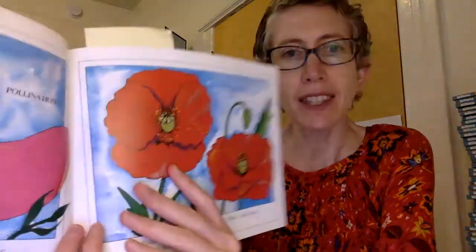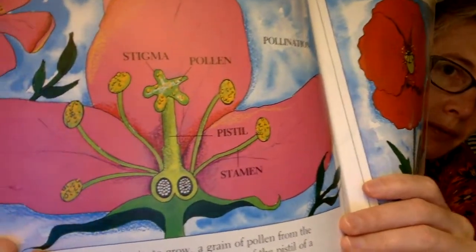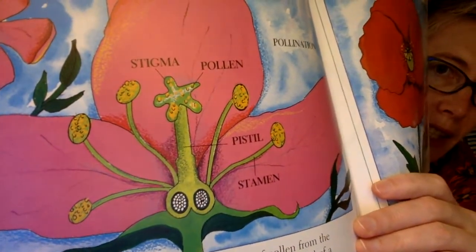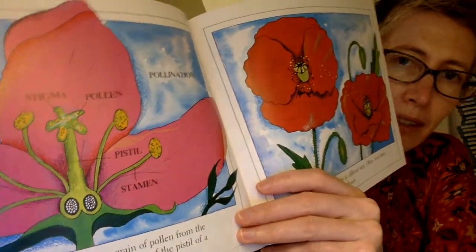Before a seed can begin to grow, a grain of pollen from the stamen must land on the stigma at the top of the pistil of a flower like itself. This is called pollination. You can see the labels again: stigma, pollen, pistil, stamen. And this is called pollination.